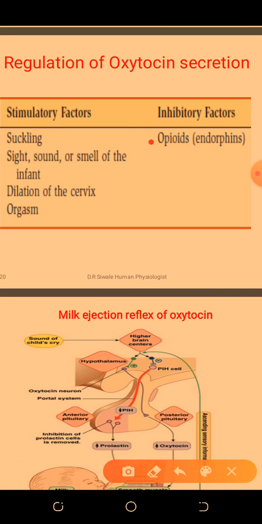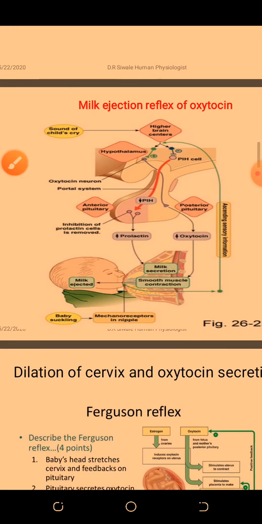It's by the release of GABA and substance P. Also, this substance P and GABA will cause increased production of dopamine, which is also called prolactin inhibitory hormone. So this prolactin inhibitory hormone will block the synthesis of prolactin. If the levels of prolactin inhibitory hormone are high, it means the levels of prolactin will reduce, and also the levels of oxytocin will reduce. So that is the mechanism.